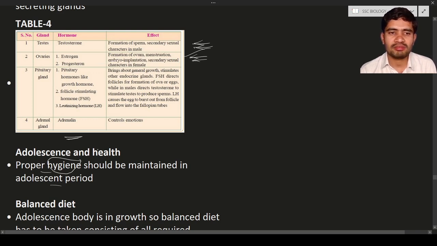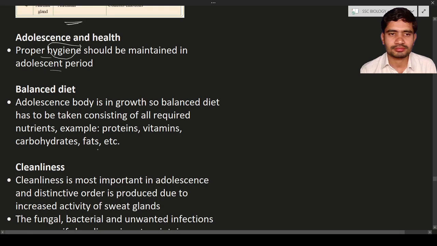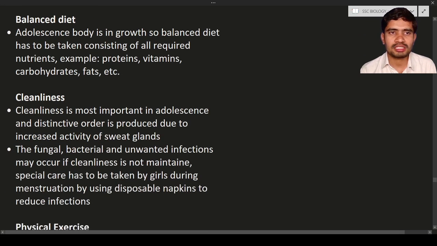Okay, next one will be the balanced diet. What is a balanced diet? A balanced diet is nothing but food consisting of all required nutrients. If all required nutrients are present, we are going to call it a balanced diet. Why is the balanced diet important in the adolescent stage?